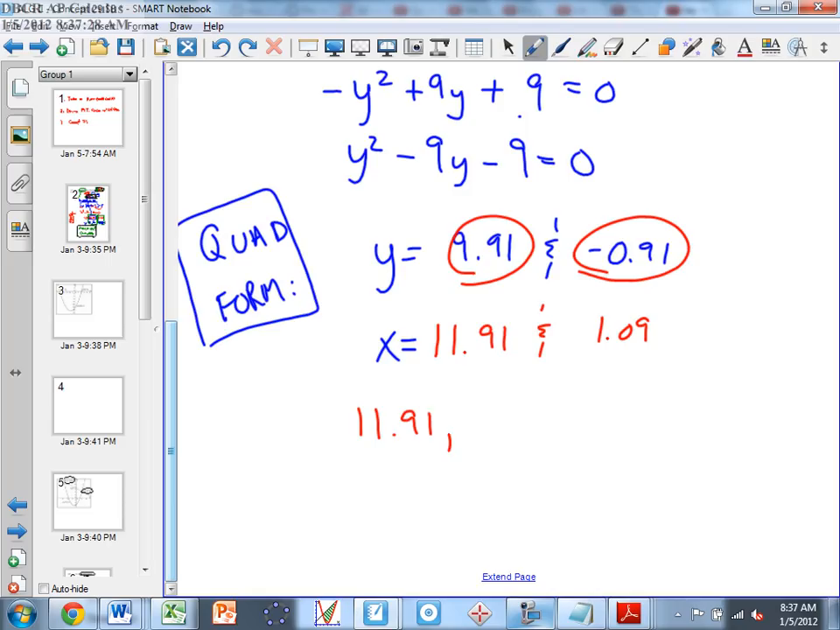11.91, comma 9.91, and 1.09, comma negative 0.91.